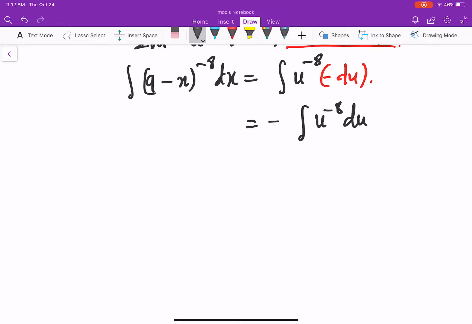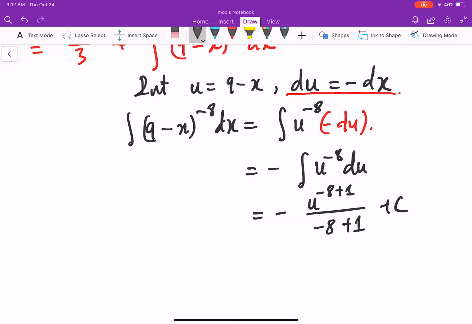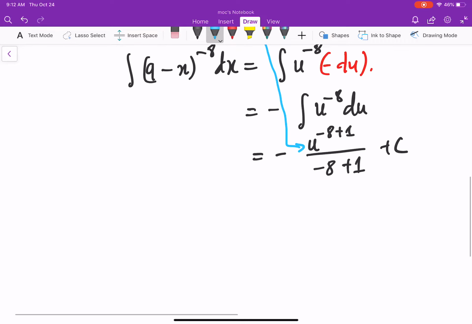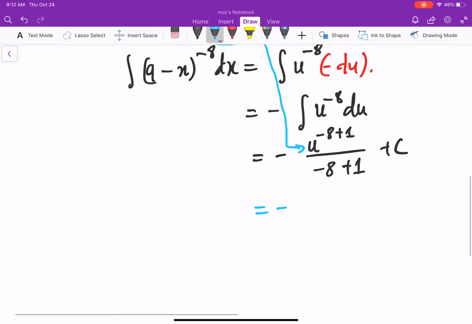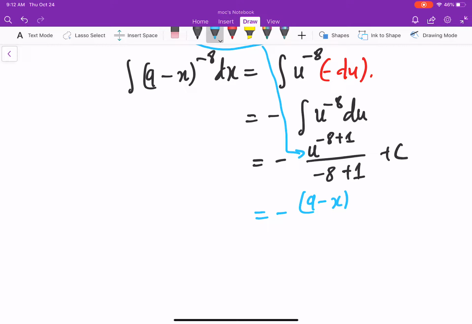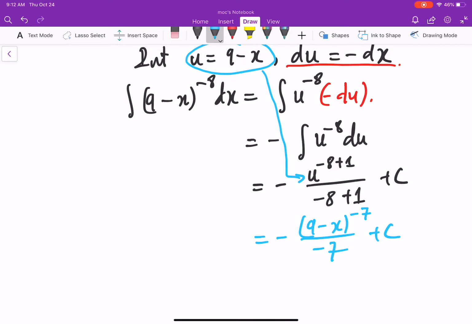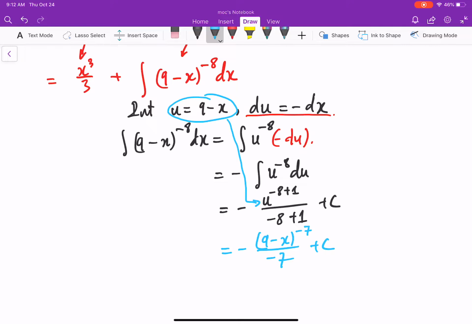Again, we use the power rule for this. I get negative u to the negative 8 plus 1 over negative 8 plus 1, plus c. And then I have to plug the substitution back here. So I get negative (9 minus x) to the negative 7 over negative 7, plus c. And the last step is to compile everything together, this and this, and I will get the final answer.